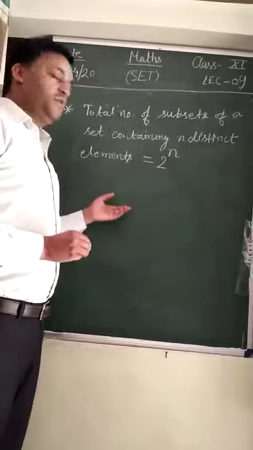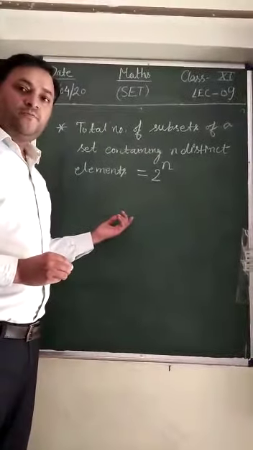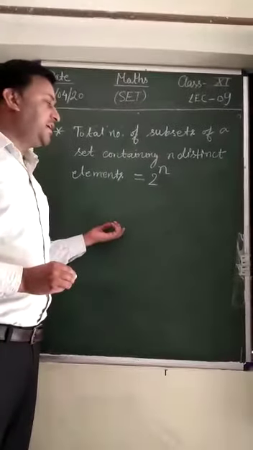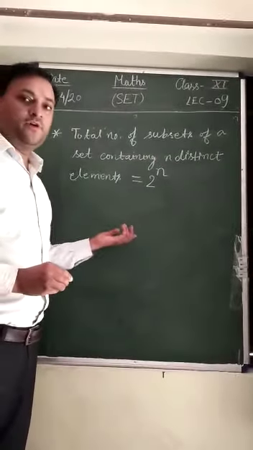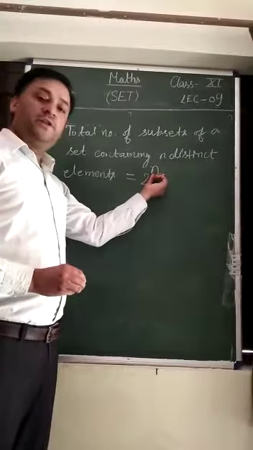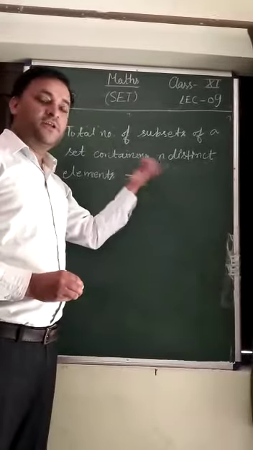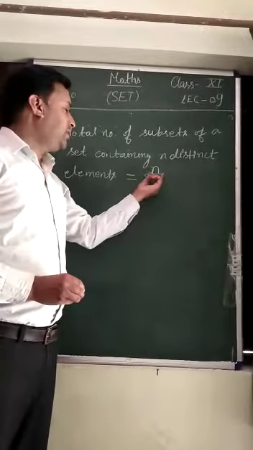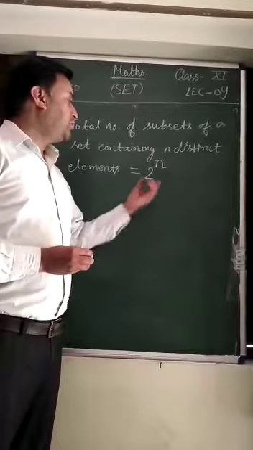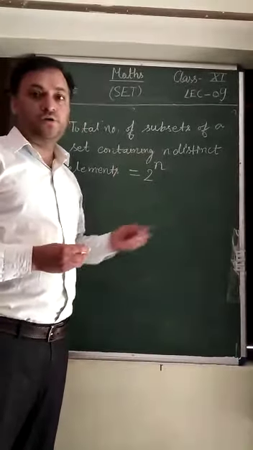Suppose, students, you are given a set A. Suppose there are 5 elements within the set. So the cardinal number of the set is 5, or the total number of elements in the set is 5, where n stands for the number of elements in the set, or cardinal number of the set. We discussed the cardinal numbers earlier. So there are 5 elements within the set. The total number of subsets is 2 to the power of 5, that is 32 subsets.